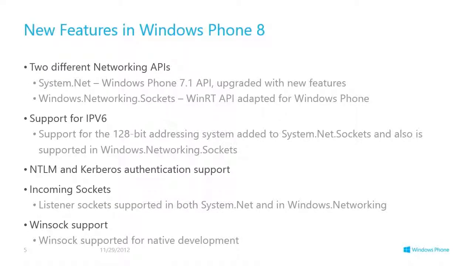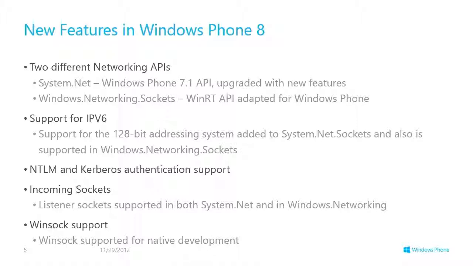In summary, we've now got two different sockets APIs. System.Net, which is what we've been using forever in Windows Phone 7.1, is all still there, but it has been upgraded with new features, notably listener sockets. But we've got the Windows Runtime API as well. Windows.Networking.Sockets is in there, so that's an alternative. If you're doing cross-platform work between Windows Phone 8 and Windows 8, you can share a lot of your code there. Support for IP version 6.